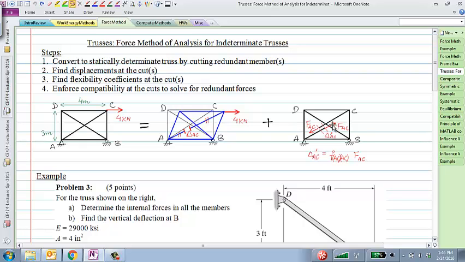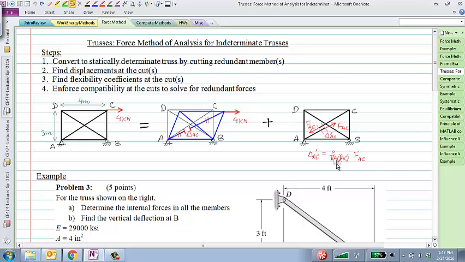Under the action of a unit load here, I can find what the displacement would be at that cut. And that would be the flexibility, which I'm calling FAC-AC in this case. AC because it's actually a member, it's not a particular point. FAC meaning relative displacement within AC caused by a unit load applied on AC. So that was the concept that we said.